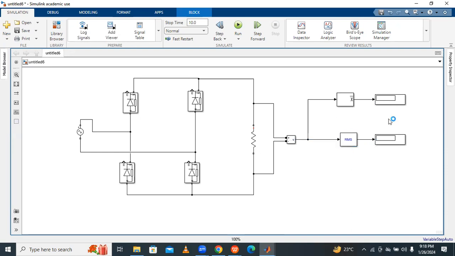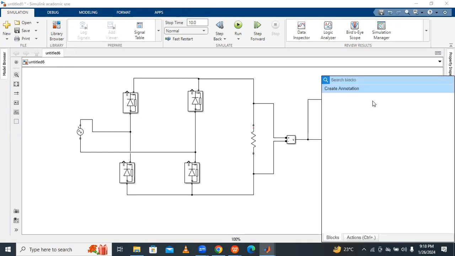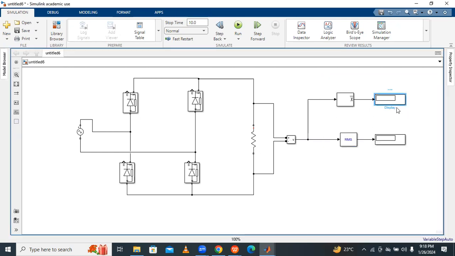Okay, like this, connect the elements. This is called average value. And this is called RMS value. Next, form factor. Average value, right here. This is for RMS value.